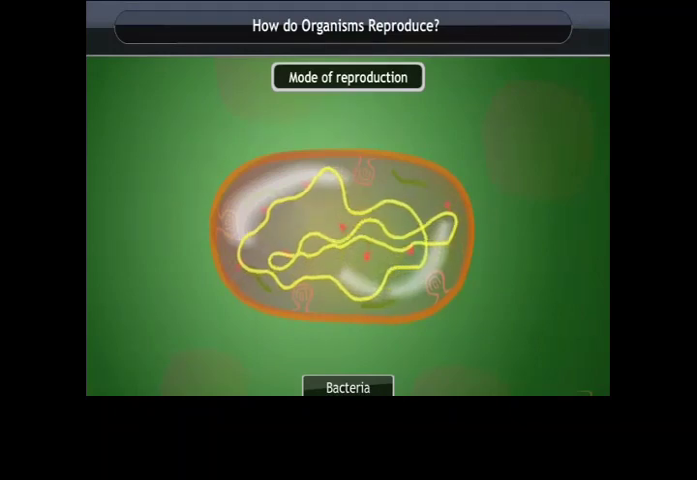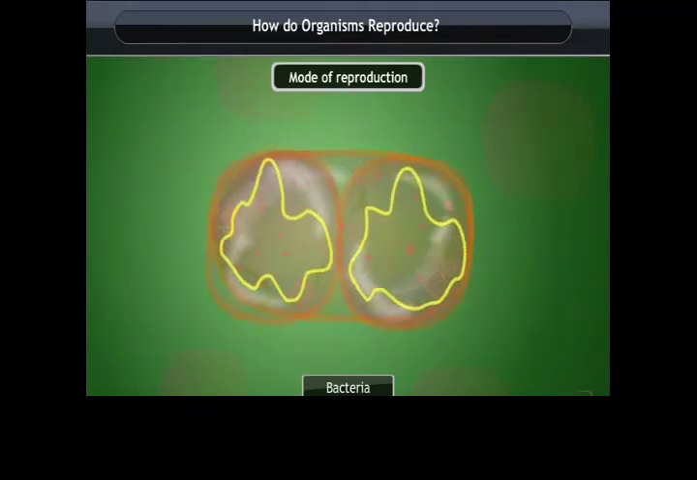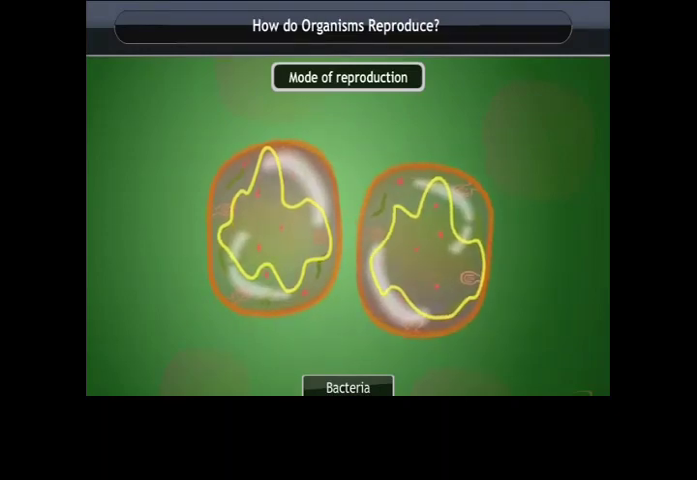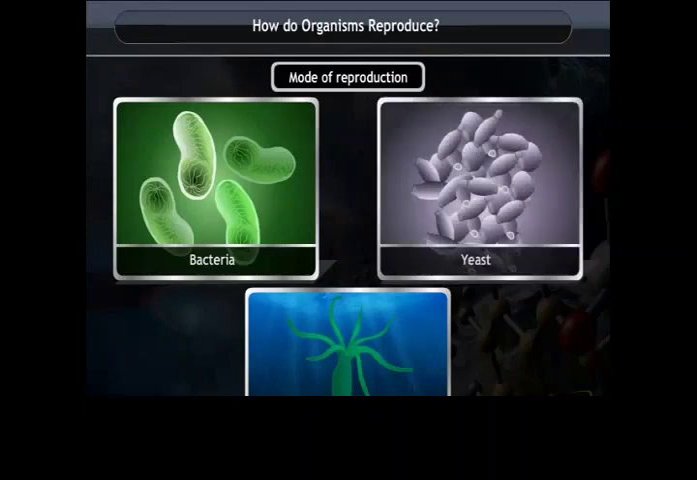Unicellular organisms like bacteria can reproduce from a single parent. This type of reproduction is called asexual reproduction. Let us discuss a few modes of asexual reproduction.